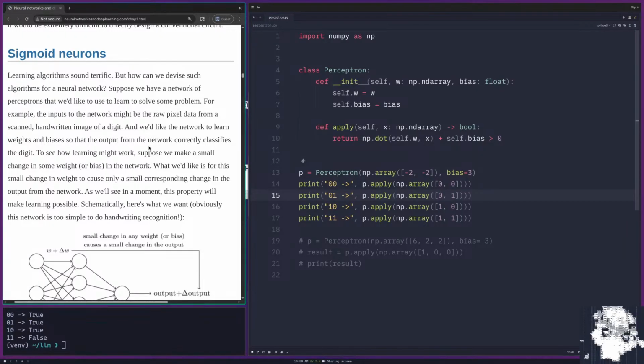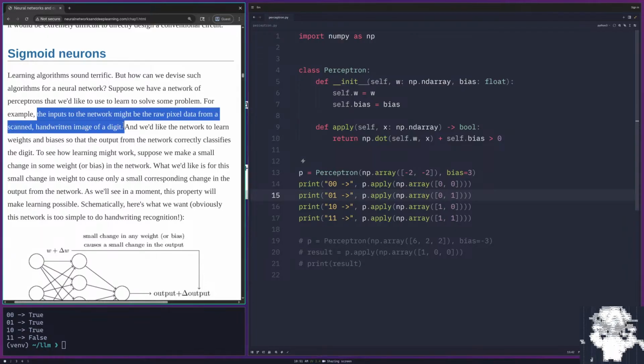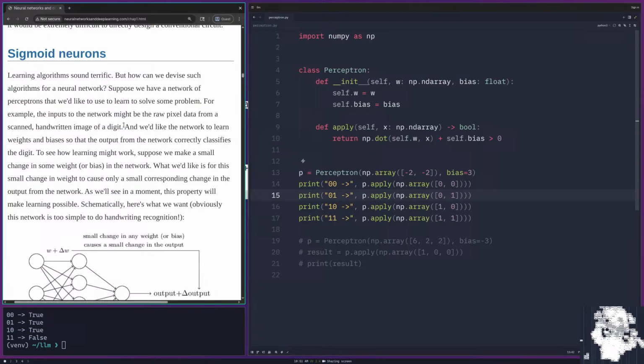Sigmoid neurons. Learning algorithms sound terrific, but how can we devise such algorithms for a neural network? Suppose we have a network of perceptrons that we'd like to use to learn to solve some problem. For example, the inputs to the network might be the raw pixel data from a scanned handwritten image of a digit. And we'd like the network to learn weights and biases so that the output from the network correctly classifies the digit.